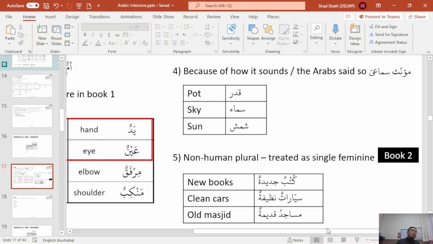For the more senior students, if you might remember, non-human plural is also treated as feminine. But Zubair, remember when we say kutubun, it's actually a feminine word, isn't it? We treat it as single feminine. Oh, yeah. Remember that? Yeah, so that's why I put book 2 there. But we'll come back to this. Mufrad, Jama, and Muthanna. Am I right or wrong? When he's talking about one example.